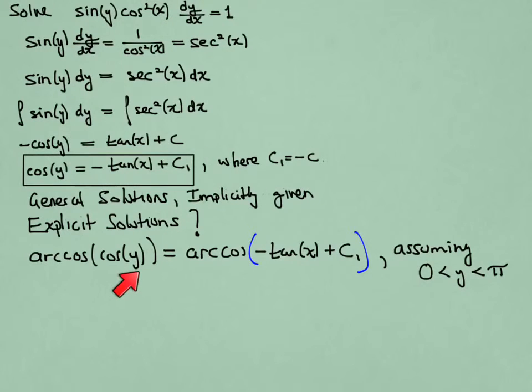In this case, what you're really assuming by taking the arc cosine is that your y, your function that you're looking for, is taking values between 0 and pi. Whether or not that's the case, you'll have to look at your application and make that decision. So be careful when you're applying inverse functions.